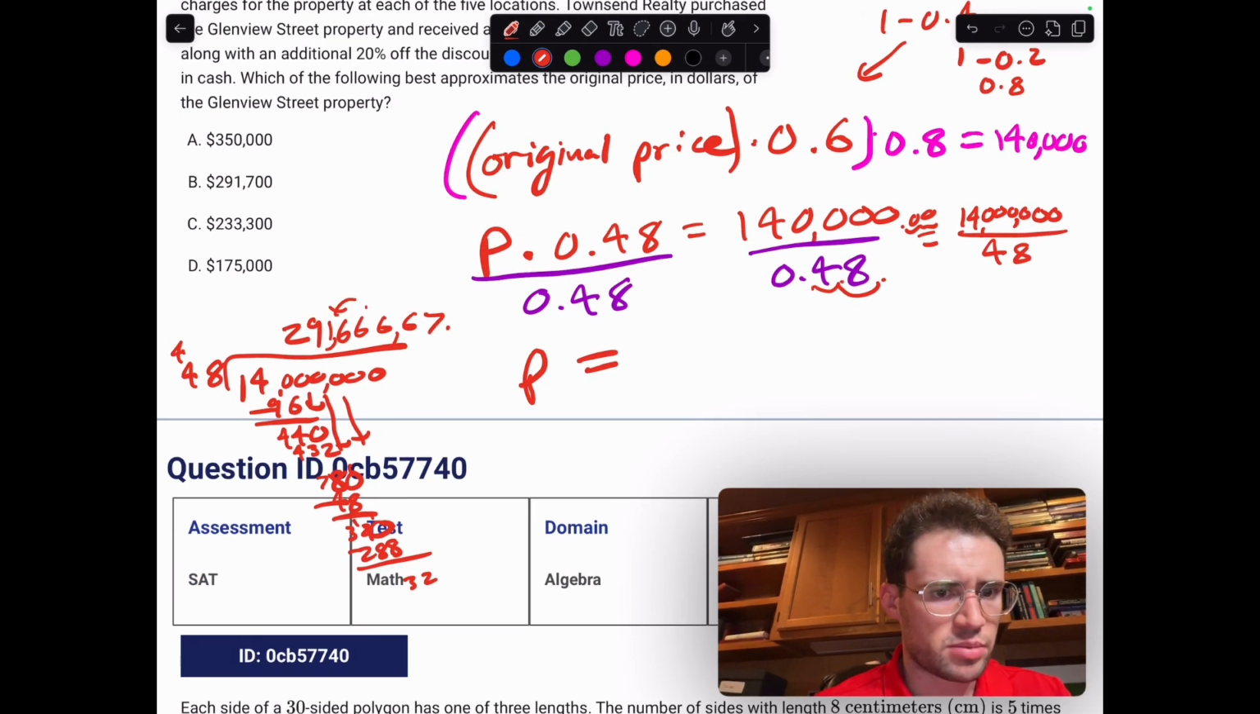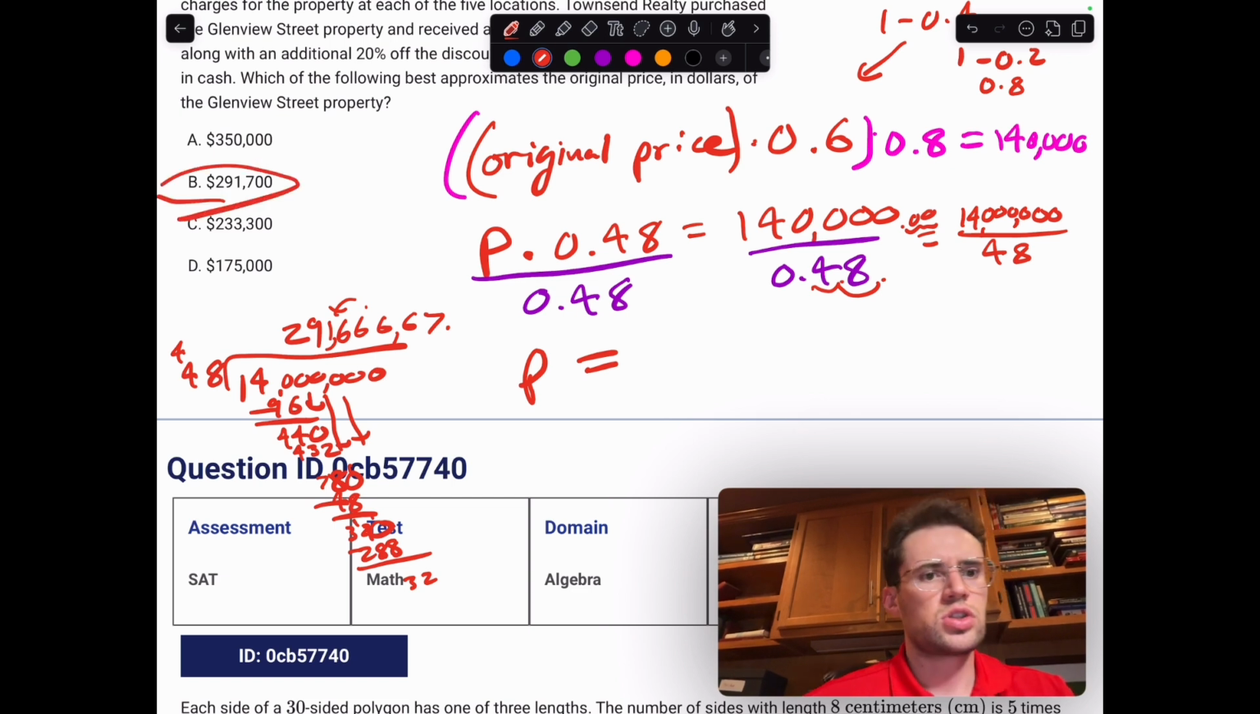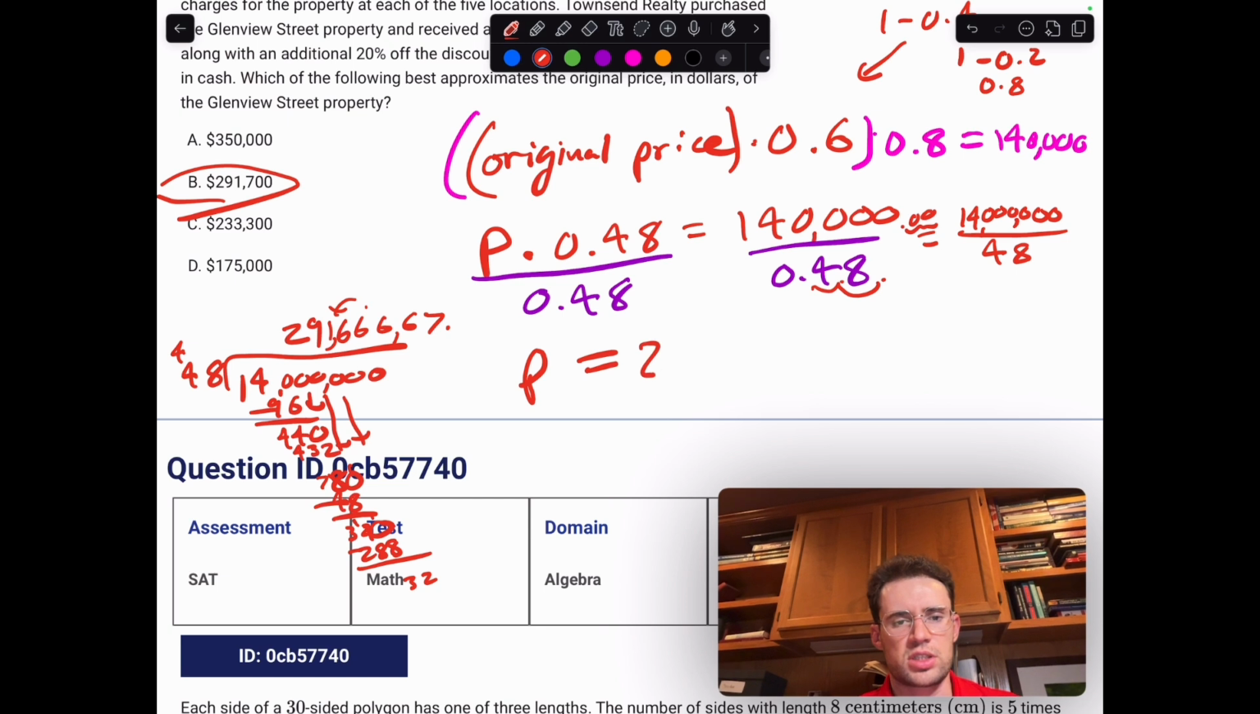So that would round this up to 700. All right, so it's 291,700. Now, if you typed this into your calculator, you would have just gotten 291,666.67, and then it rounds it to the closest one. All right, so that makes sense.